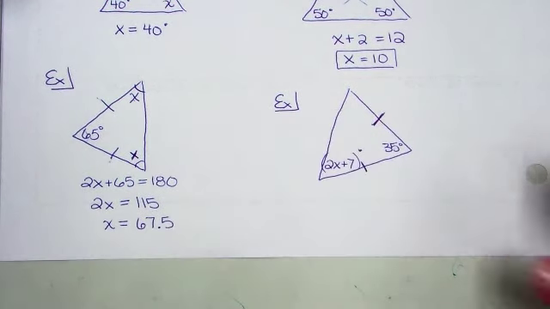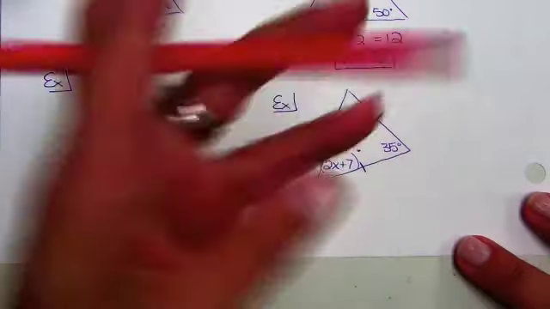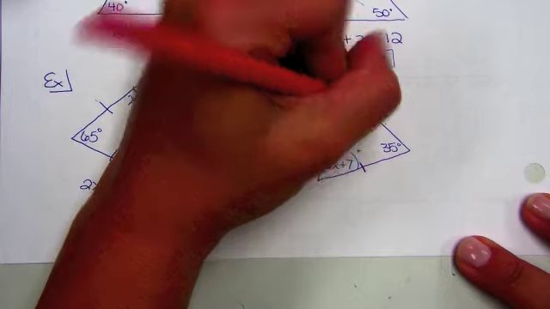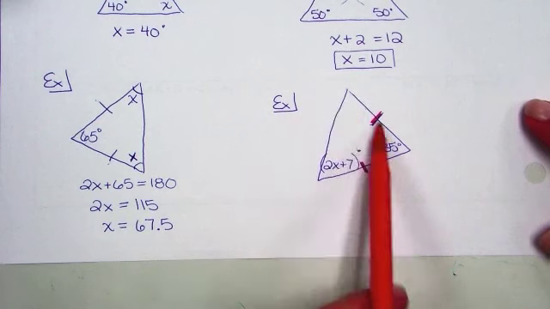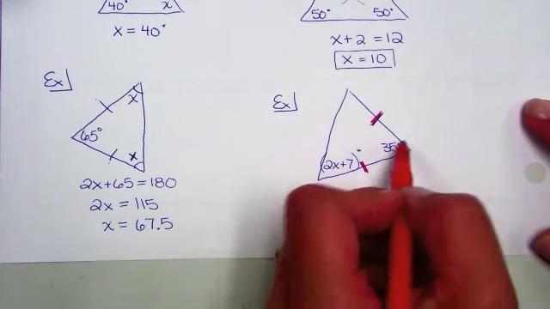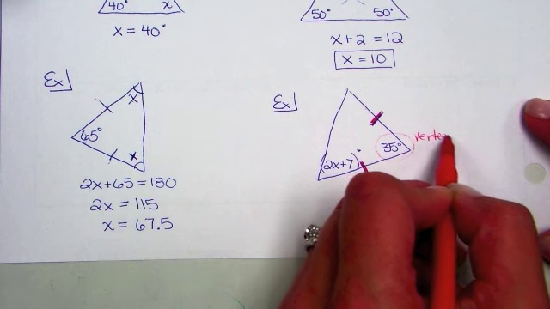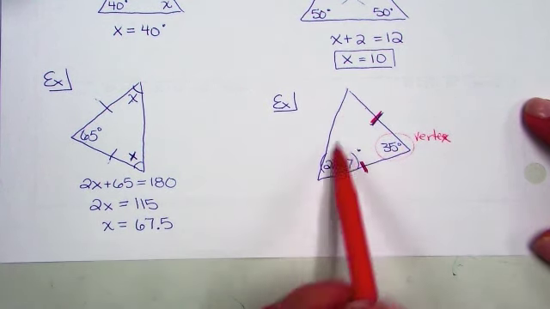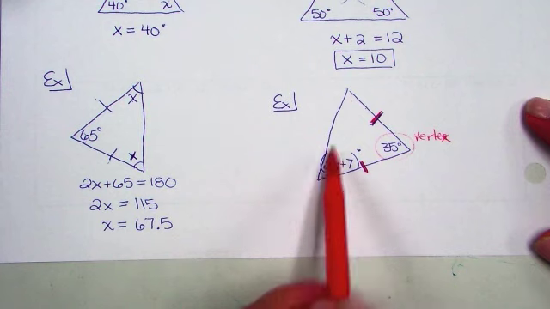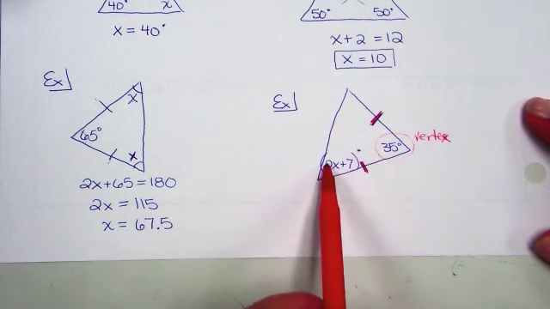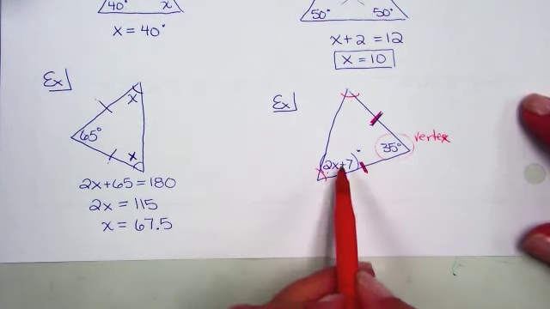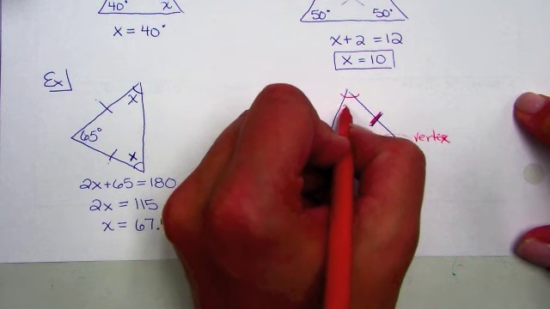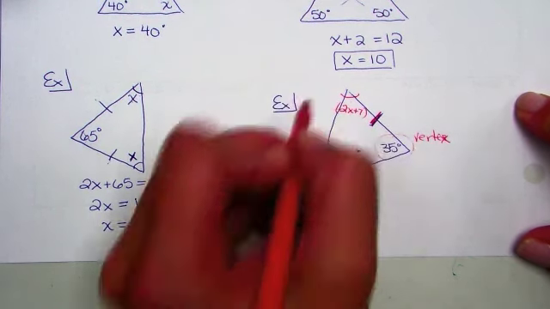In this example, again, it's an isosceles triangle because I have two legs marked congruent. Again, if you look at these two congruent legs and you look where they come together, this is my vertex angle, which means that these two are my base angles. So even though the triangle's not sitting on this side, these are the base angles, and the base angles are congruent. So if this angle is 2x plus 7, this angle is also 2x plus 7.